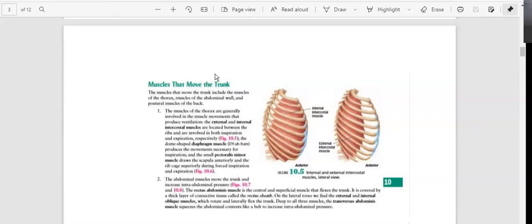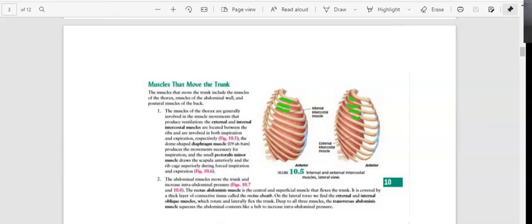In there, we're going to have two main muscles, internal intercostals and external intercostals. They are going to be located in between your ribs. These are your ribs right here. So then as you can see there, you're going to have these muscles right there. And you can have them in here as well.